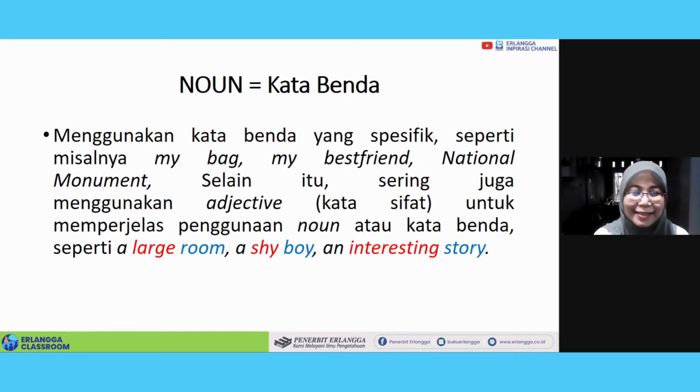Oke, jadi jangan ragu-ragu menggunakan kata sifat yang sudah diajarkan di kelas-kelas Bapak Ibu guru kalian ya, juga dari buku-buku Erlangga. Teks yang tadi Ibu juga ambil dari buku Erlangga. Okay? And then let's continue.